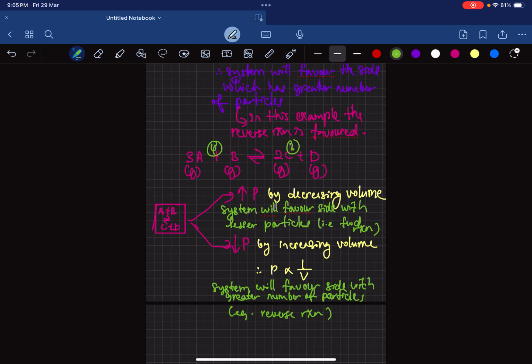So basically what is happening is if we increase the pressure, we decrease the volume, it's going to favor the side where there are less particles. If we decrease the pressure by increasing the volume, then it's going to favor the side where there are more particles.